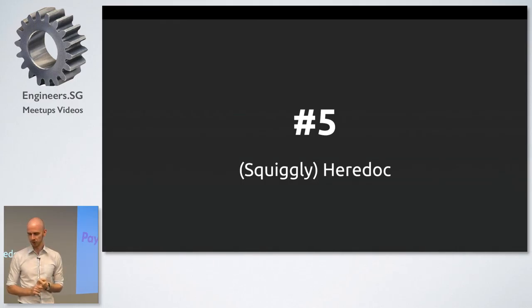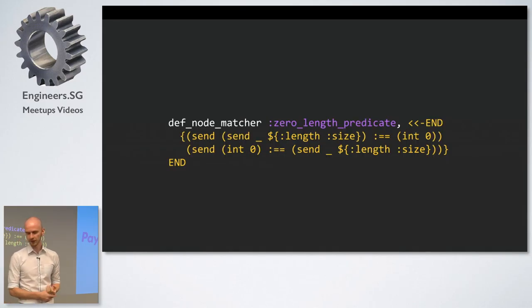But the last few weeks, I've been working a bit on RuboCop, and I've actually found a valid use case there. This is the squiggly heredoc, by the way. They have this sort of declarative pattern matching language that they match to the AST. And since you all know what an AST is now, you can understand the merit of it.